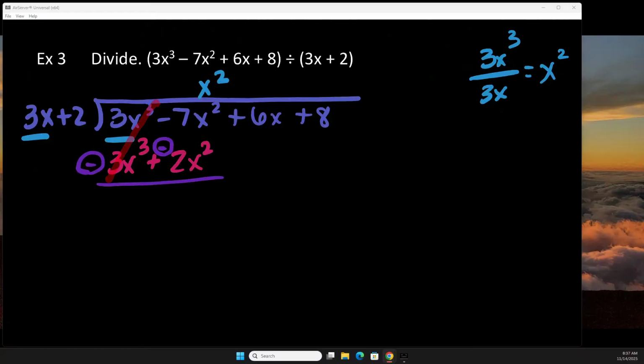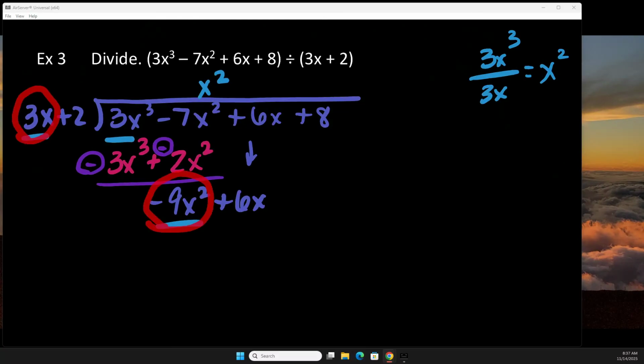So the 3x cubes cancel out, and then it's negative 7x squared minus 2x squared is going to give you negative 9x squared. And then we bring down, and then we do it again. So you ask yourself, what do you multiply 3x by to get negative 9x squared? And that's going to be negative 3x. And then you multiply negative 3x times 3x, which is going to be negative 9x squared. Negative 3x times 2 is going to be negative 6x.